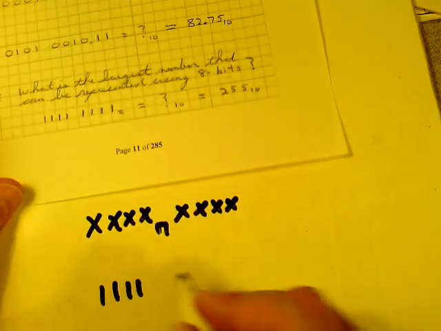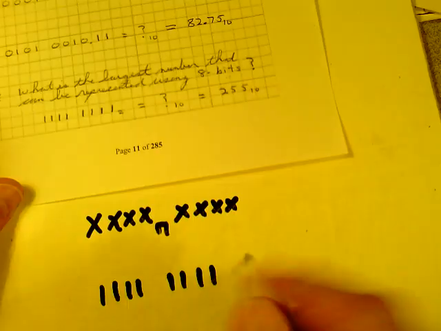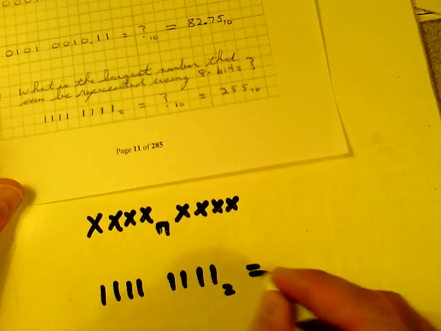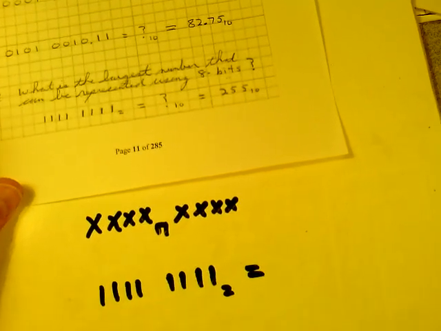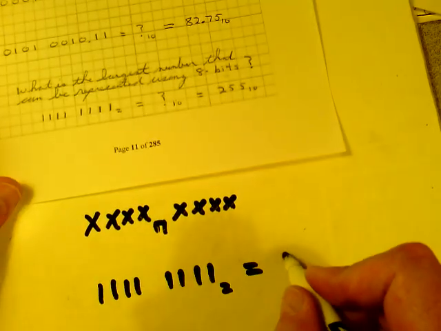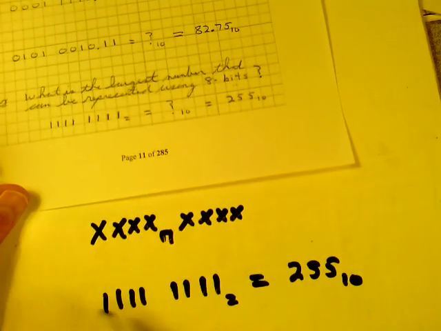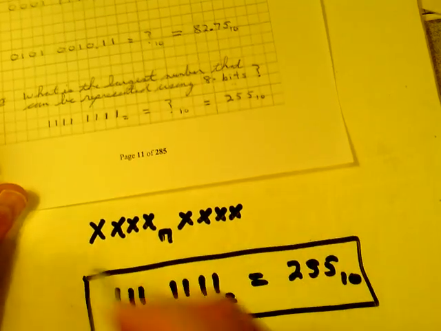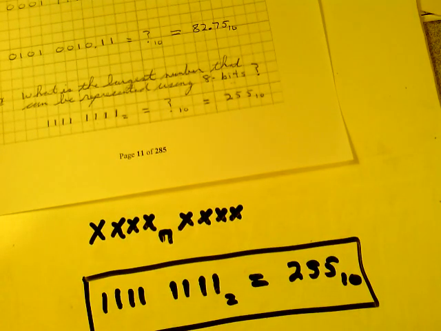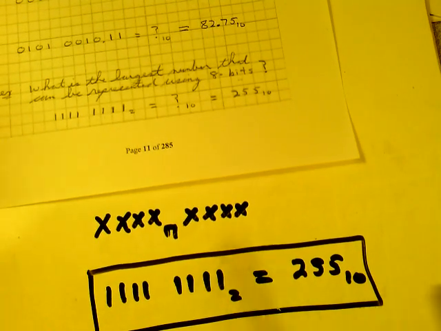But when you have a 1111 1111 in base 2, and you want to know what that is in base 10, you can add all those weights up, but I'll save you some time. It's 255 in base 10. You just memorize that, because you're going to use that many, many times this semester, and you're going to use it a lot in your careers.